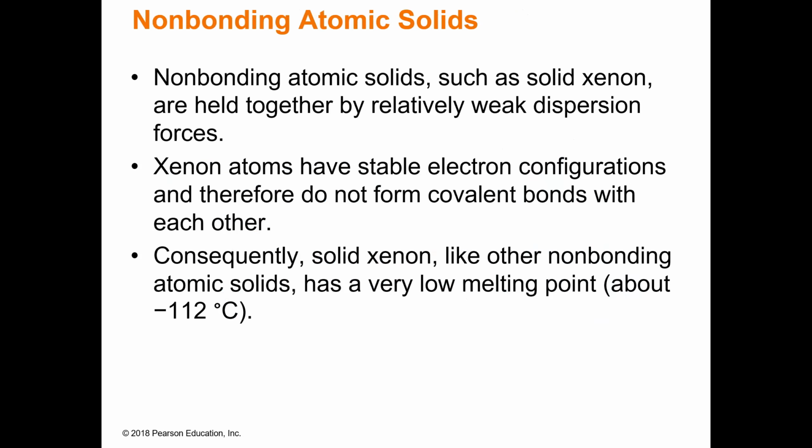These are held together only by dispersion forces, very weak, so they have very low melting points. Example: solid xenon melts at negative 112 degrees Celsius. They're rare in clinical settings, but the principle is relevant in cryogenic storage. Xenon and other noble gases can be used in specialized anesthesia research and imaging.